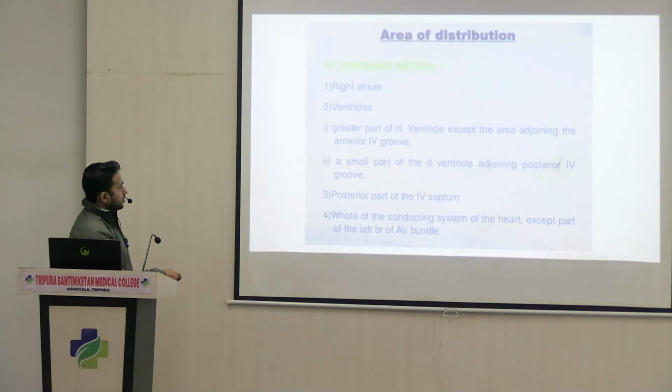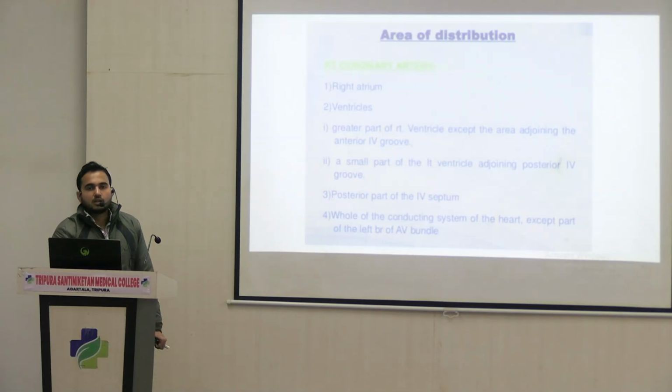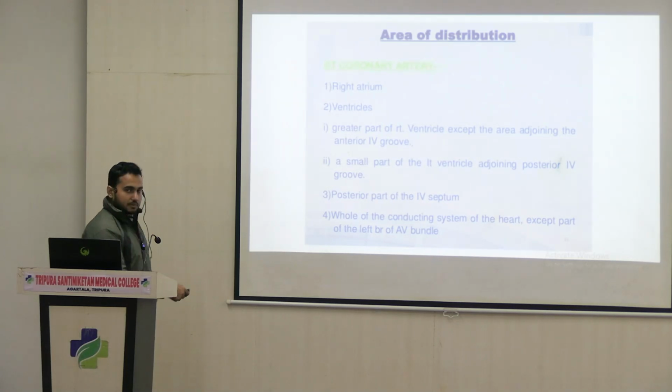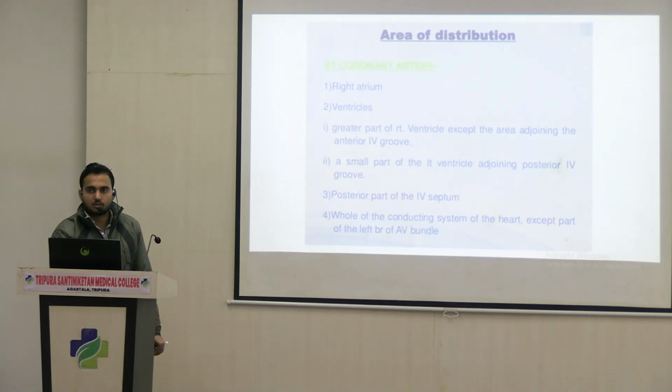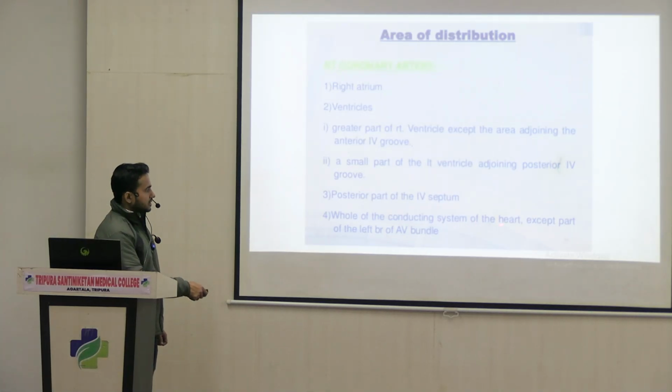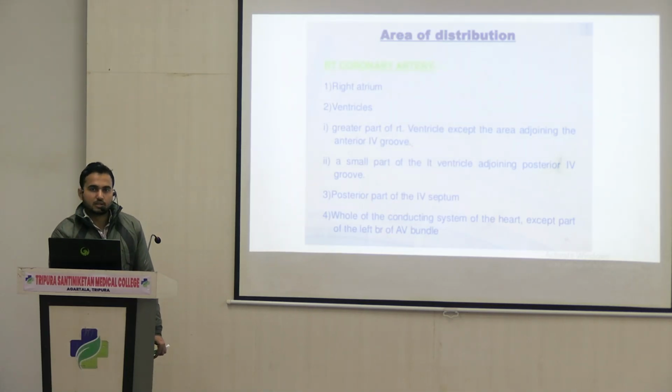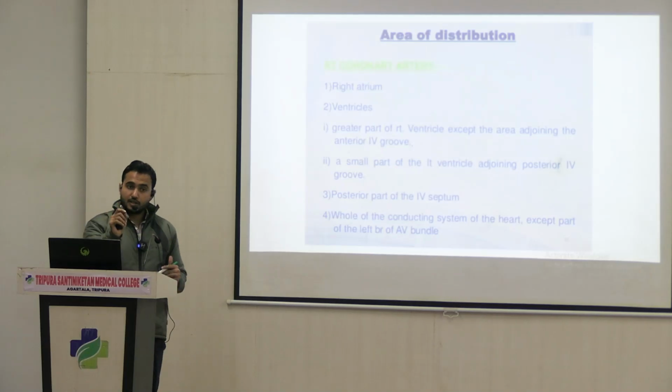Next, a small part of the left ventricle adjoining the posterior interventricular groove is supplied by the right coronary artery. Next, the posterior 1/3 of the interventricular septum is supplied by the right coronary artery, and the whole of the conducting system of the heart, except the left branch of the AV bundle, is supplied by the right coronary artery. So these are the points you specifically have to mention about the area of supply.